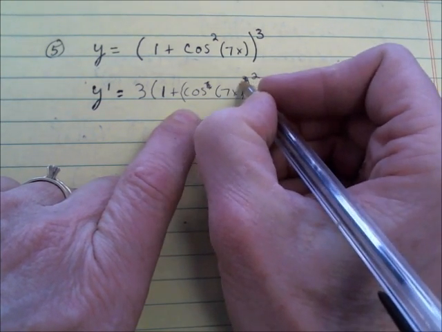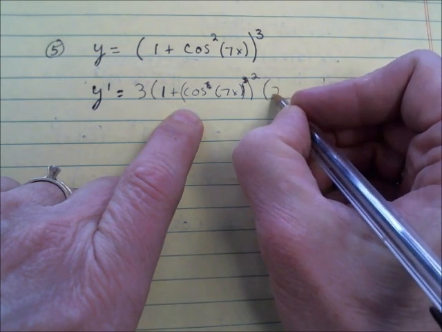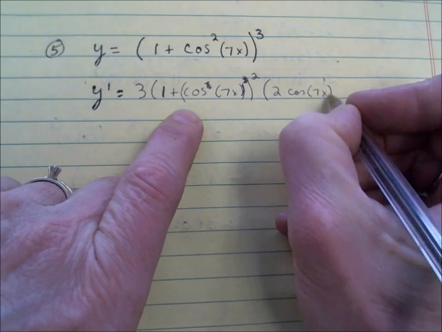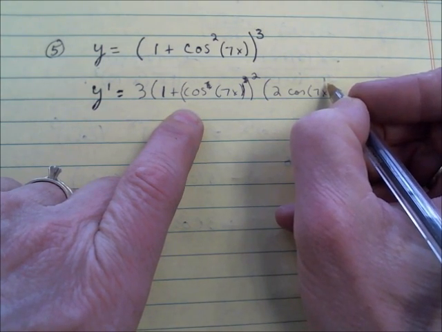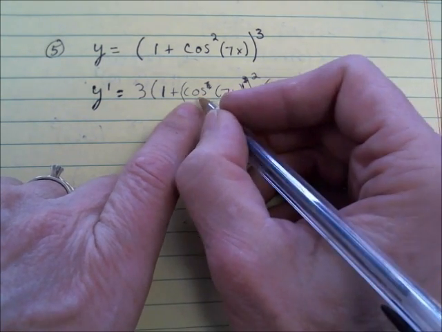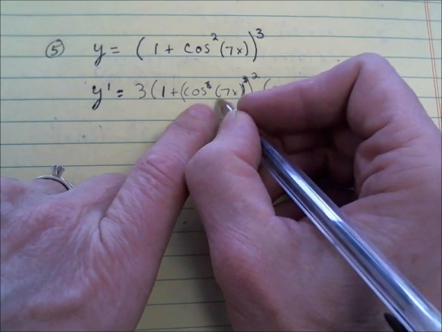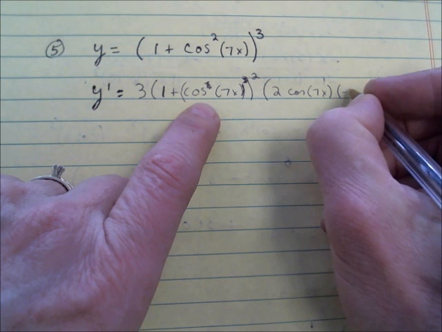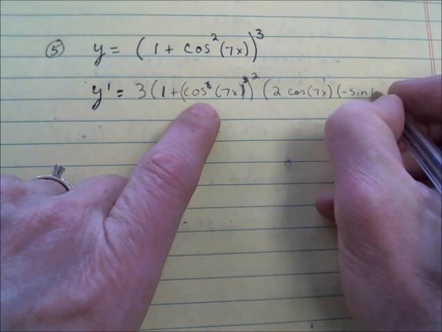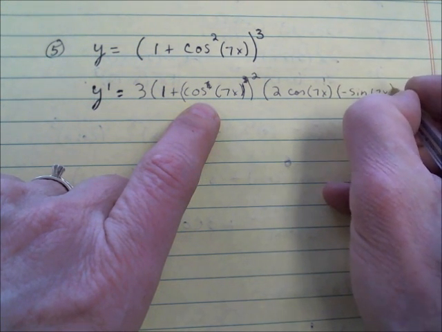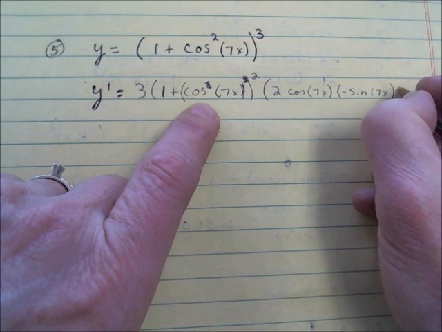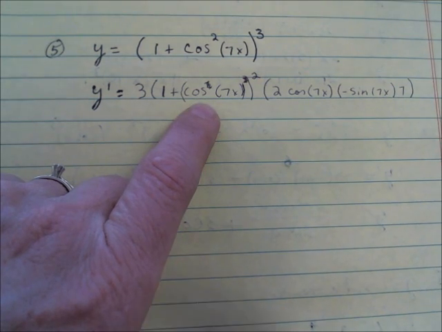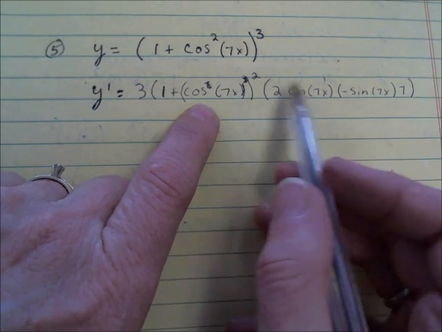So the derivative of that would be 2 times the cosine of 7x to the 1st power times the derivative of the cosine of 7x. The derivative of the cosine of 7x is negative sine of 7x, and the chain rule says multiply that by 7. So really that's pretty much it.